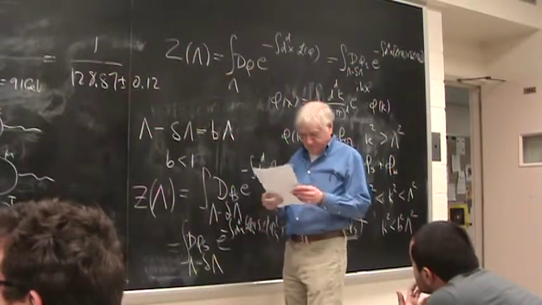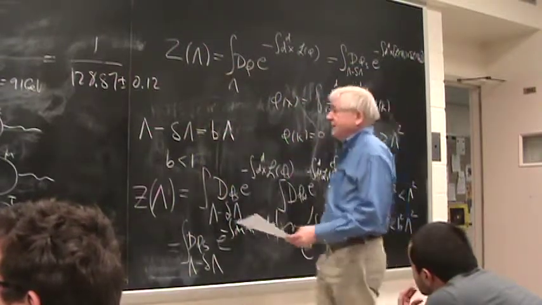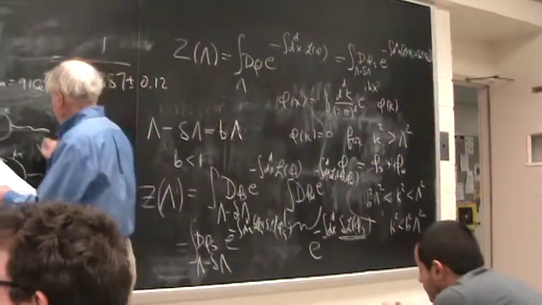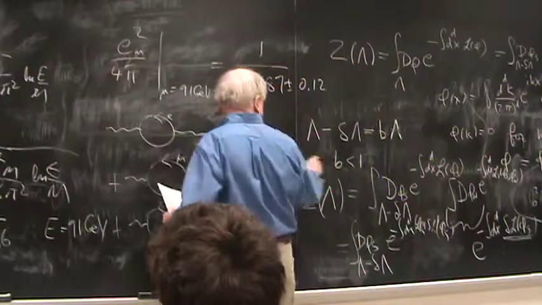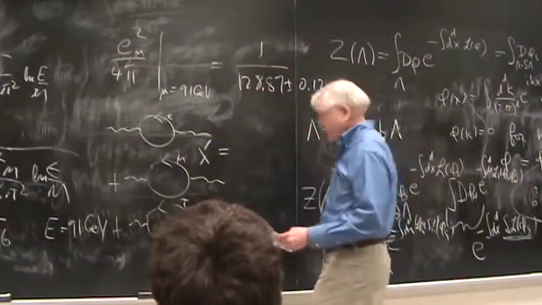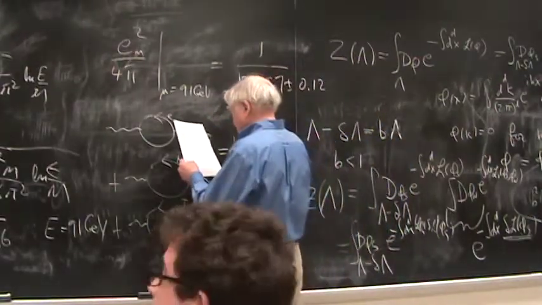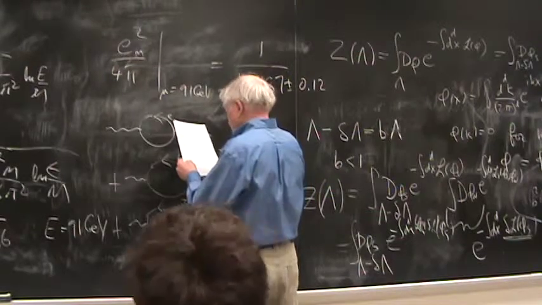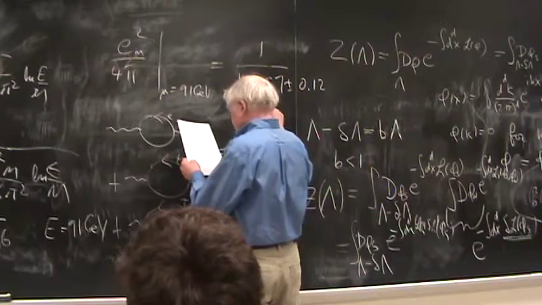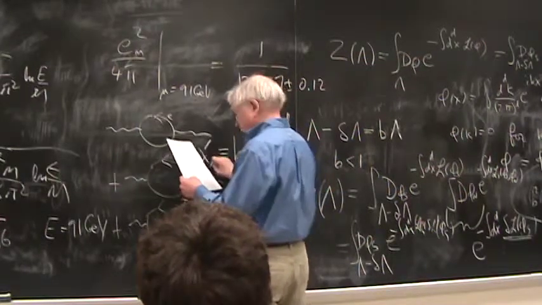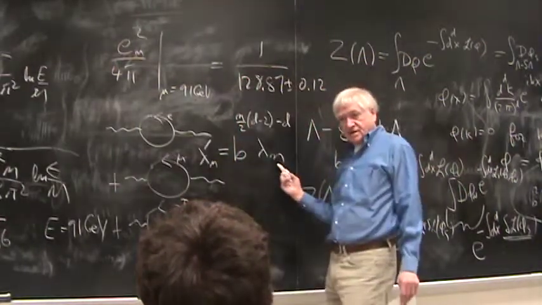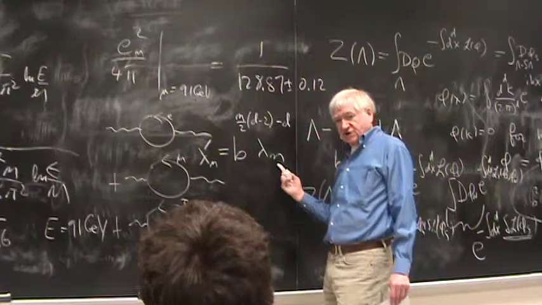I can write down the formula, but we don't have time to derive it because there are several steps. But it's going to be, remember there was this b less than 1? It's going to be b to the power n over 2, b minus 2, minus d times lambda n. So this is the way the coefficients change.